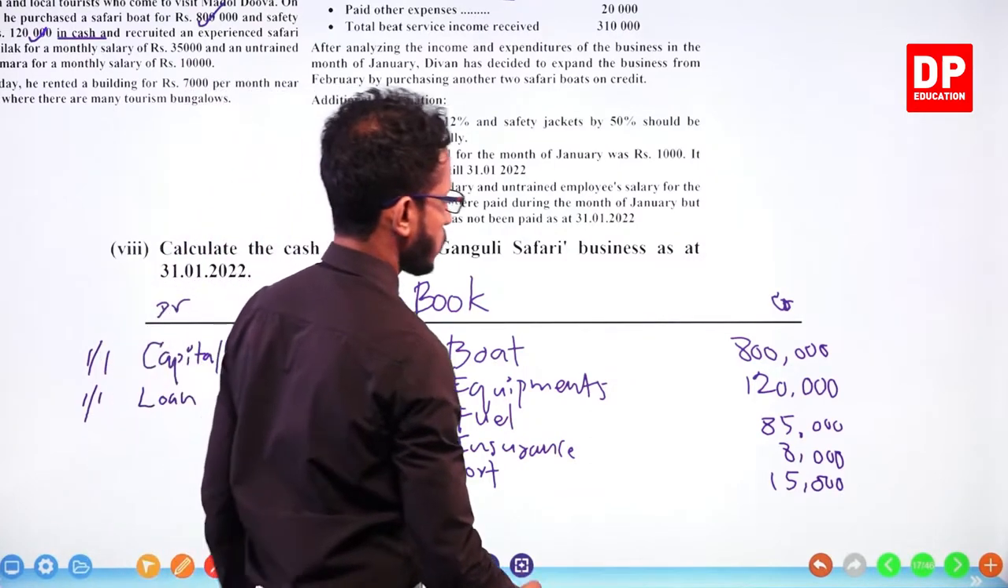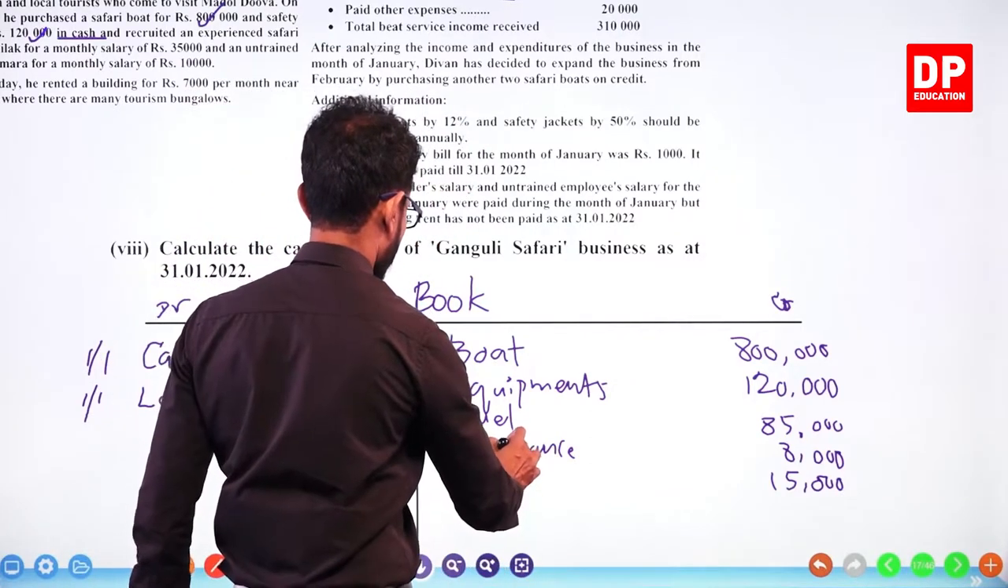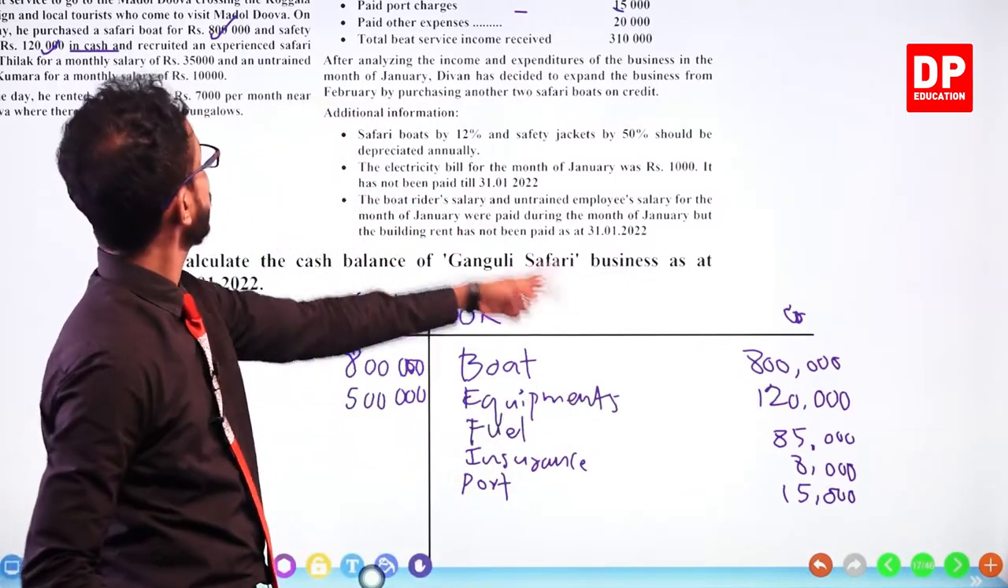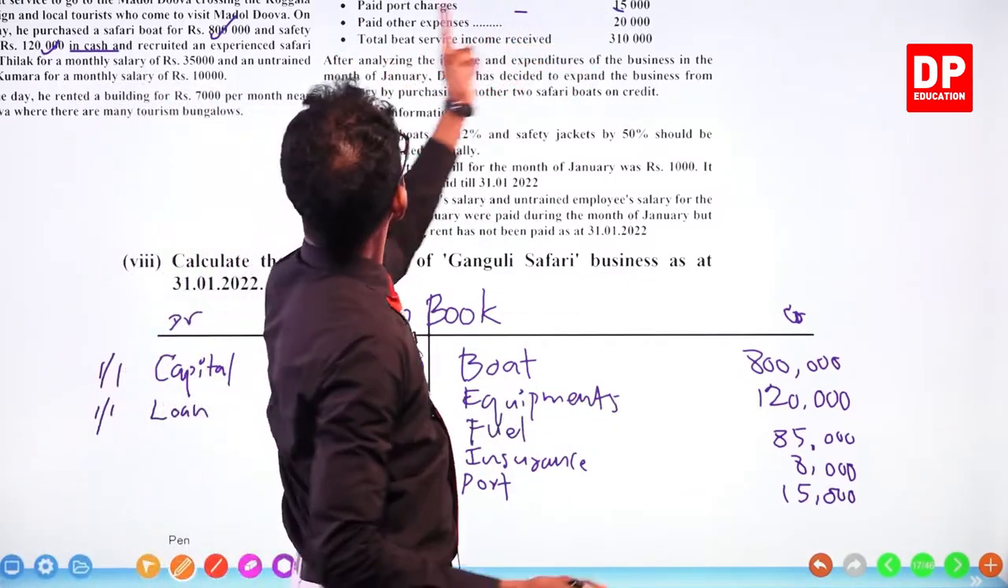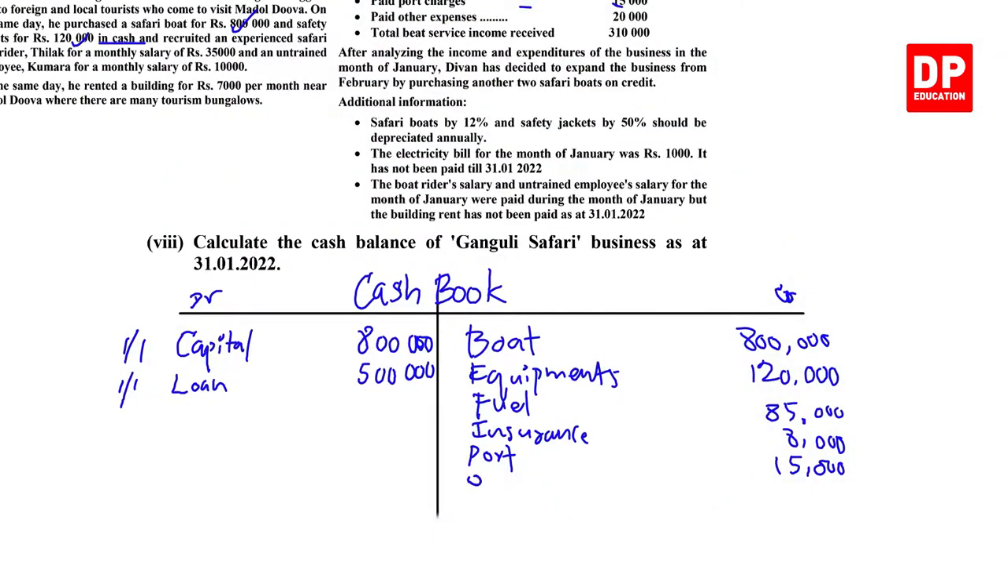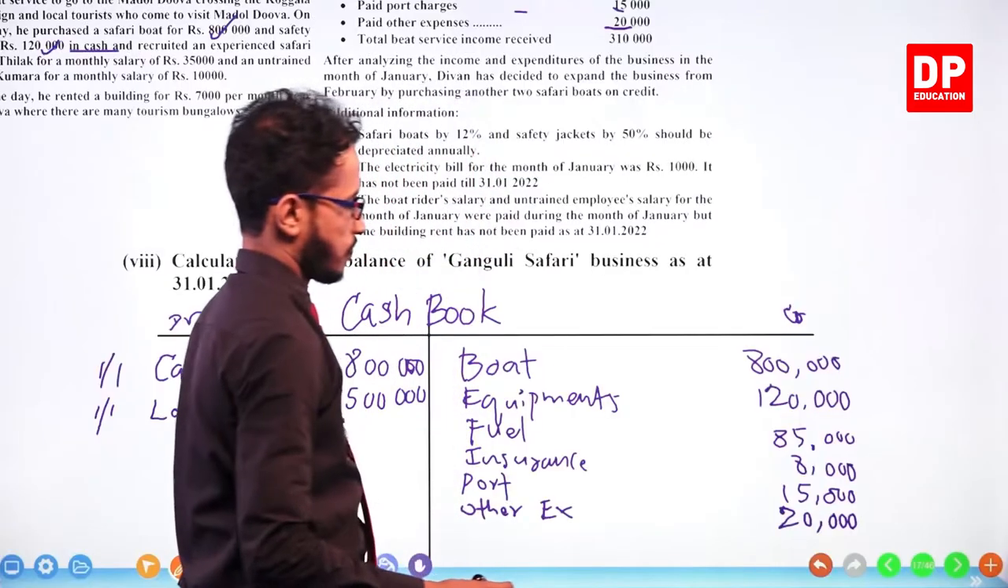15,000. Okay, what else? What else? Port. Other expenses 20,000. Other expenses, how much? 20,000. There you go.